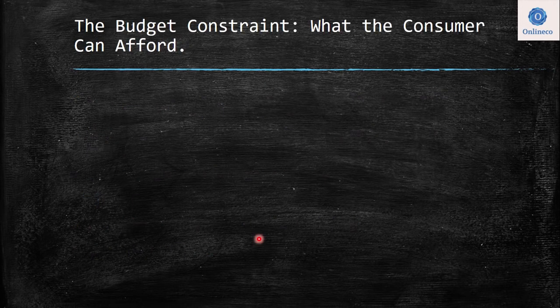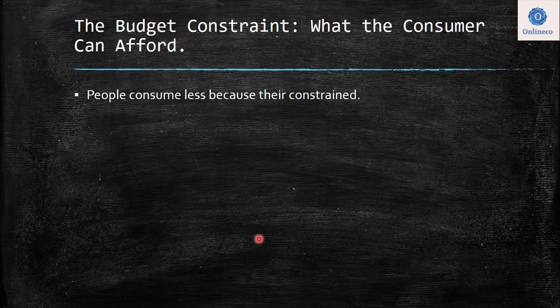Then we go into the first concept of this chapter, the budget constraint. The limitation of your money is what the consumer can afford. So most of the time people consume less because they're constrained.